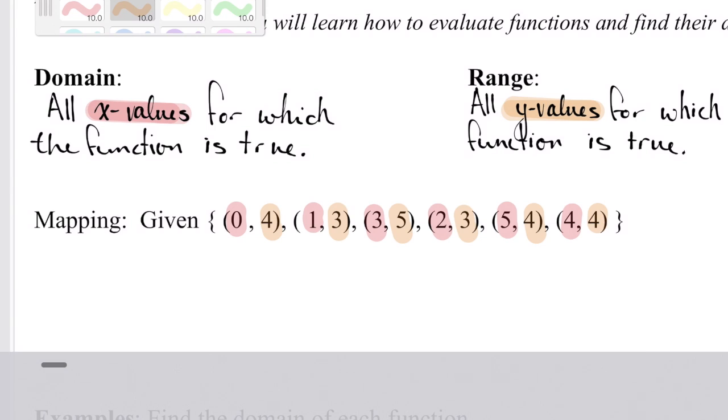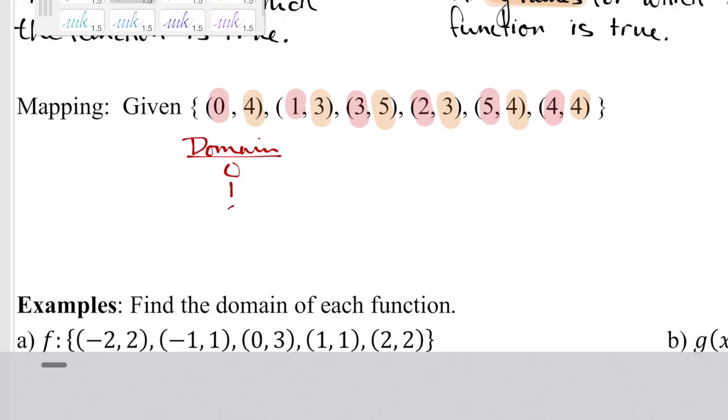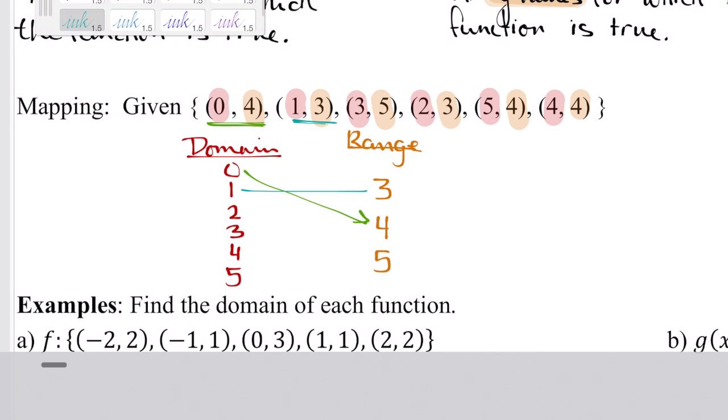When it comes to mapping, we just make a list of all of our x's and then a list of our y's. So now I've got my list, and I'm just going to go through each of my points and map those points. So I have 0, 4, 1, 3, 3, 5, and so on.